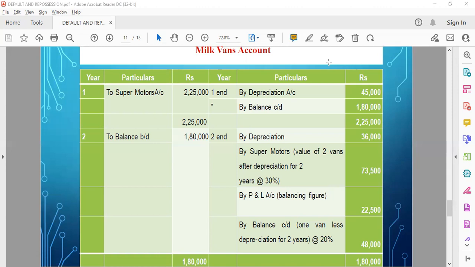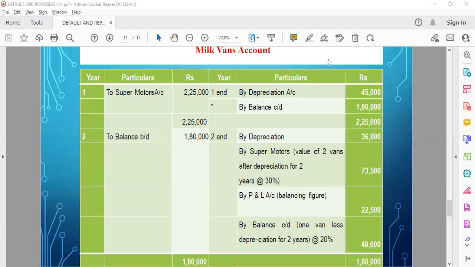At the second year end we should calculate the depreciation, right? Which amount should we calculate on? 1,80,000, right? Because this is a diminishing balance method. So we should calculate the depreciation on 1,80,000. So you can write 1,80,000 into 20 by 100. You will get 36,000. So you can write here by depreciation in the amount column 36,000.